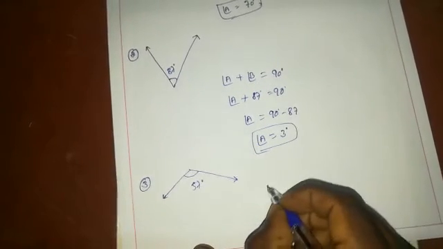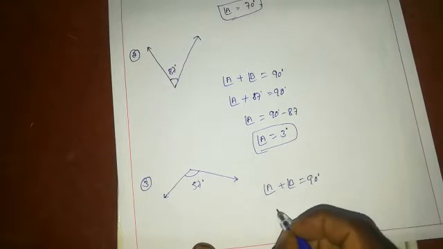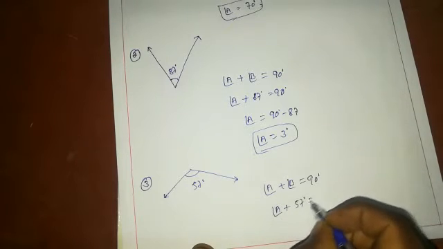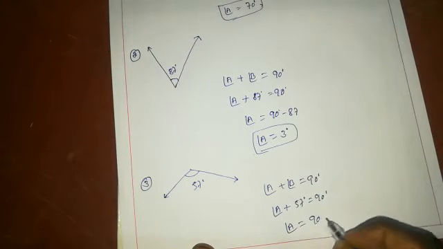We know that the sum of the two angles is equal to 90 degrees. Now angle A plus angle B, where they gave 57 degrees, is equal to 90. Now we have to find angle A, which is equal to 90 minus 57.